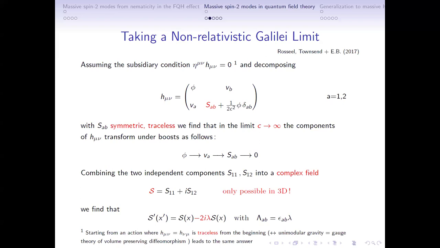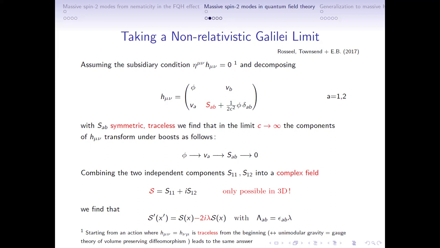So that's why, if you take the limit, all these other ones get washed out, and what's left is the S. That's like what I did for the nematic phase transition, that is in three dimensions, but there's two independent components, and you can combine them in a complex field, and that is only possible in three dimensions. You should be careful, it looks like there's no indices, you think maybe it's a complex scalar, but it's not, because there's indices, spatial indices.